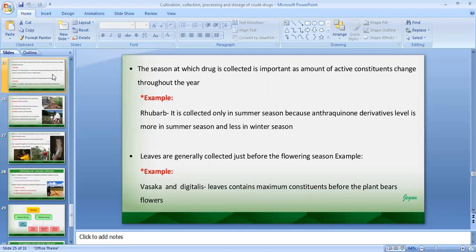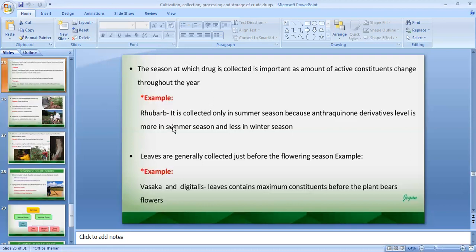For example, rhubarb is collected only in summer because the anthocyanin derivative level is higher in the summer season and lower in the winter season. So the season is very important when we collect the herb and crop.